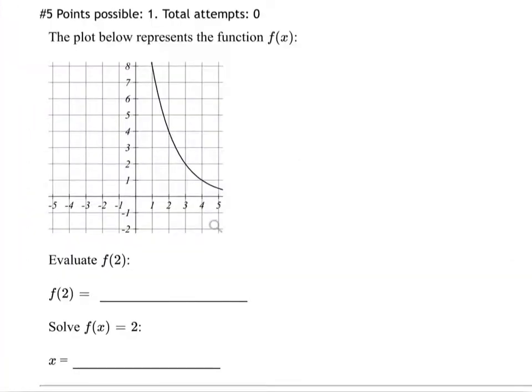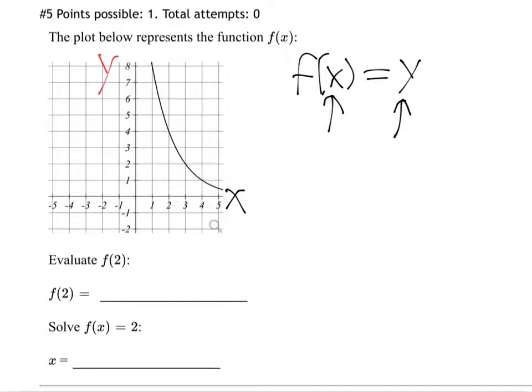All right, let's take a look at this one. Let's evaluate f of 2. So now it's basically about reading graphs with function notation. And all you need is the key to the reading, and here it is. This is x, and this is y. Whatever's in the parentheses is the x-axis, and whatever it equals is the y-axis. That's the key.